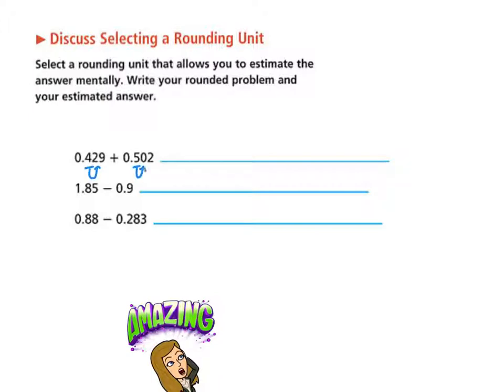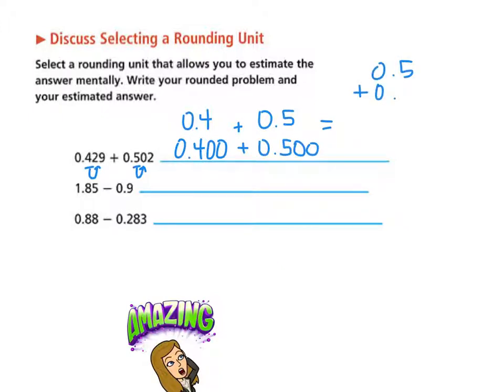So in the first one, when I look next door, I see a 2. A 2 will not bump up the 4. So this rounds to about 400 thousandths, or remember, also known as 4/10. In the next one, the 0 definitely won't bump up the 5. So this rounds to about 500 thousandths, also known as about 5/10. So our estimated answer, when I line up my numbers here, 5/10 plus 4/10, is equal to 9/10.